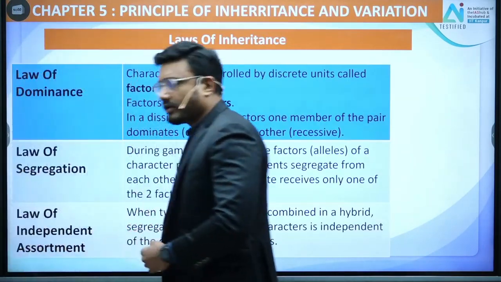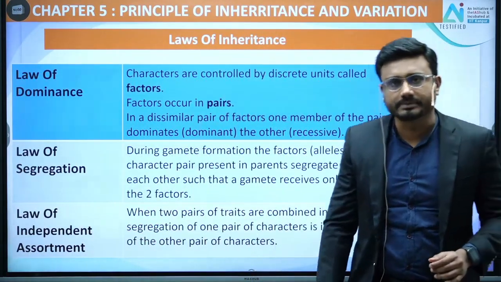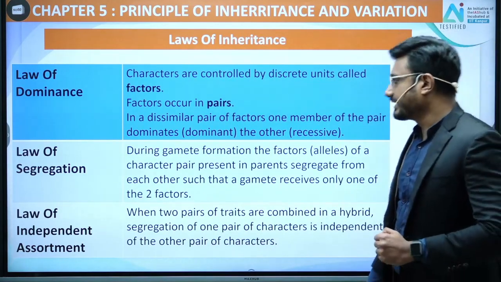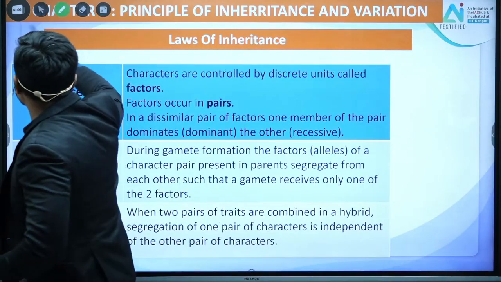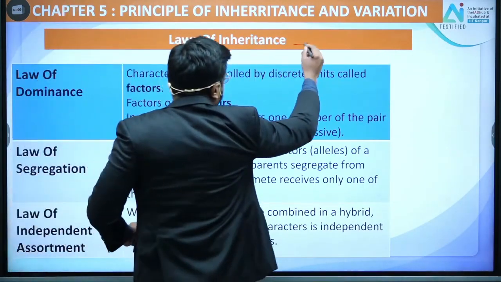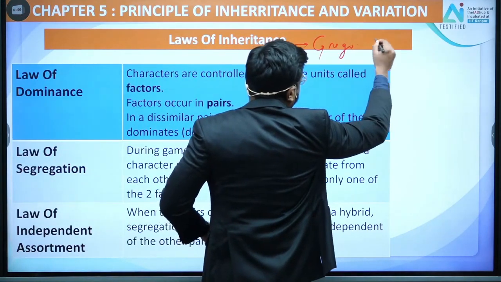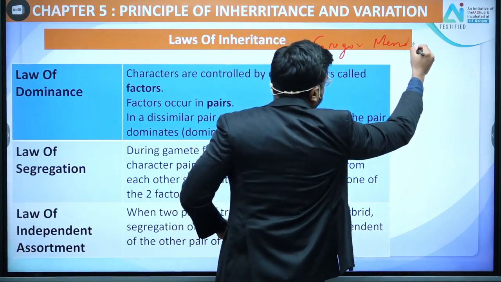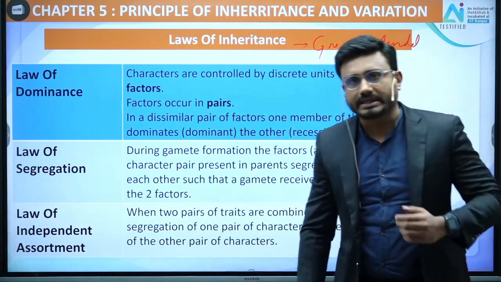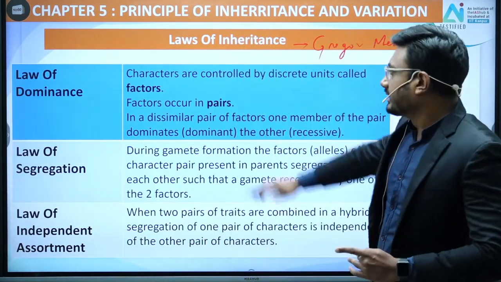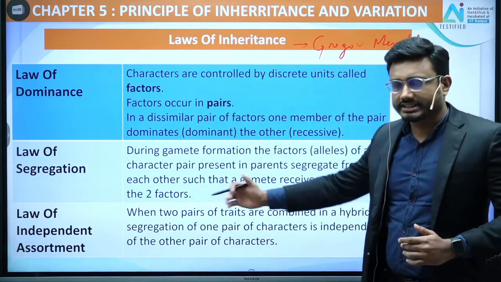So laws of inheritance. This is very important in chapter 5, that is the principles of inheritance and variation. This laws of inheritance was given by whom? It was given by the father of genetics, that is Gregor Mendel. After doing experiments on the pea plant, he found that there are three laws of inheritance. So let us now go through these three laws.